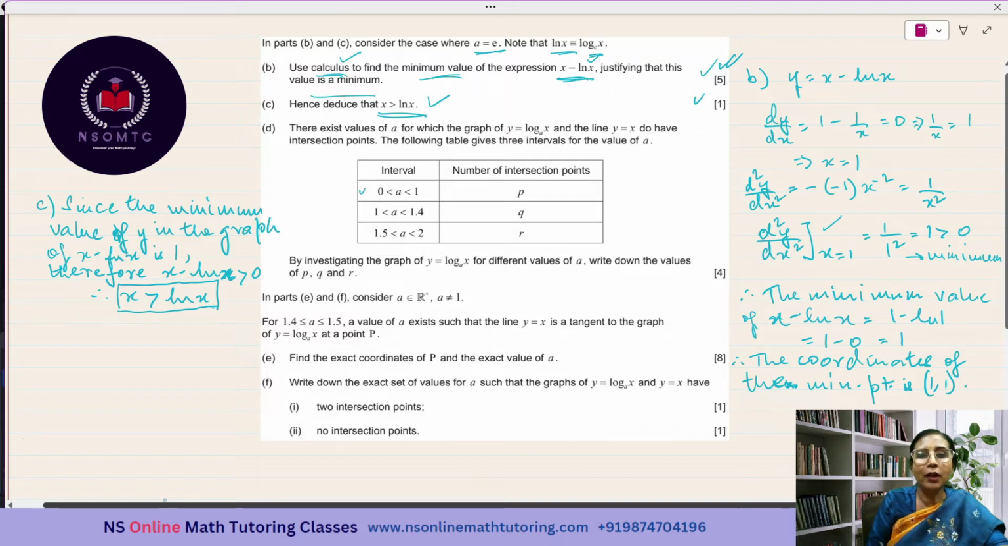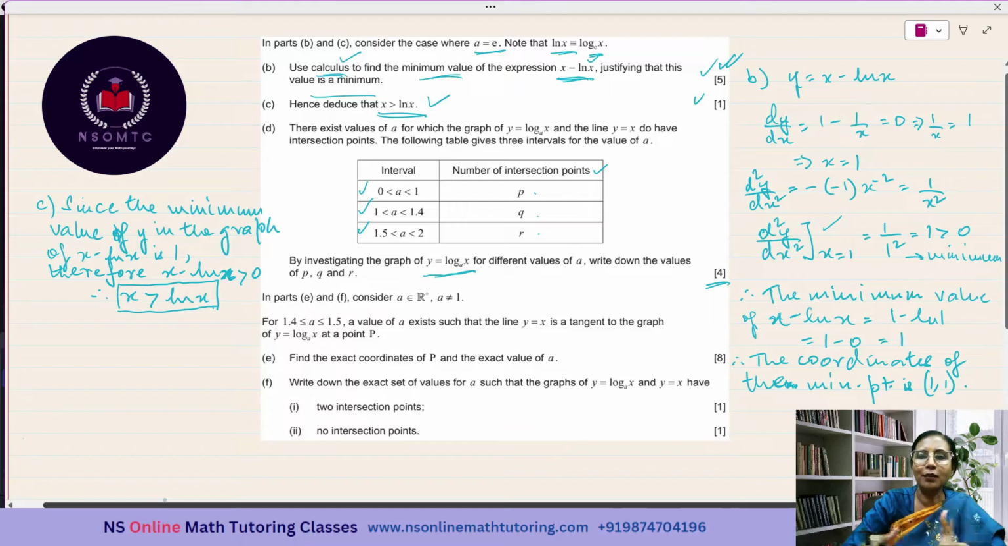The following table gives three intervals for the value of a. The first interval is a greater than 0 but less than 1, because a is the base of a logarithmic function. a cannot have the value of 0, a cannot have the value of 1. The second interval is a greater than 1 but less than 1.4, and the third one is a greater than 1.5 but less than 2. The numbers of intersection points are given as P, Q, and R. We have to find the values of P, Q, and R by investigating the graph of y equals log of x to the base a for different values of a. Write down the values of P, Q, and R, and it carries 4 marks.